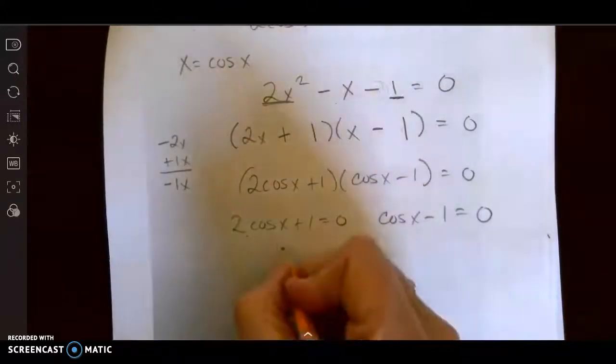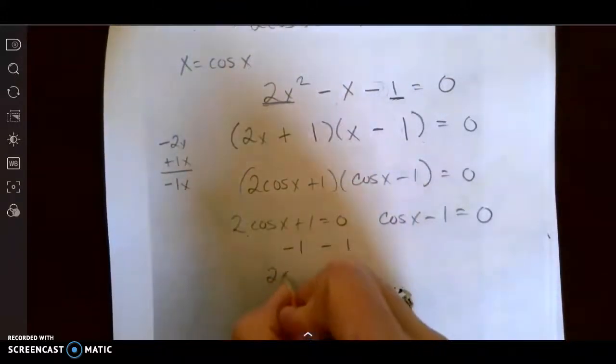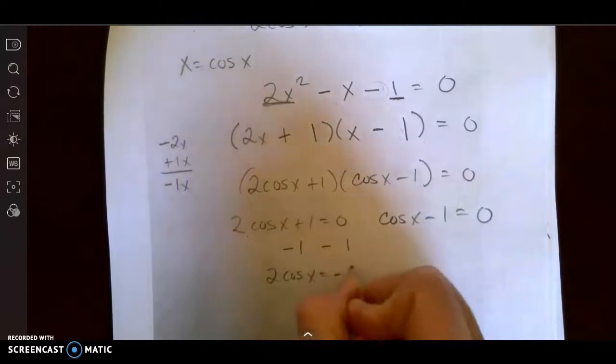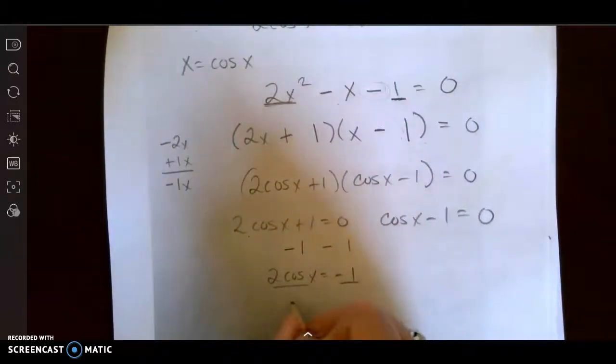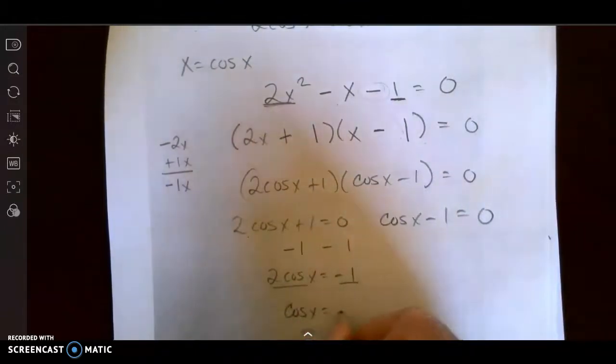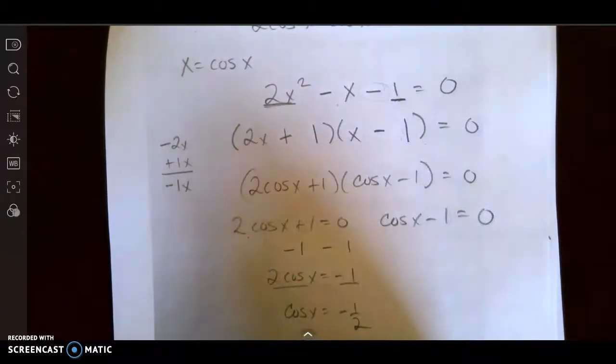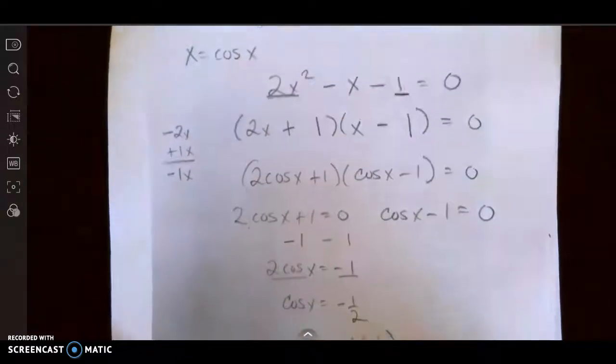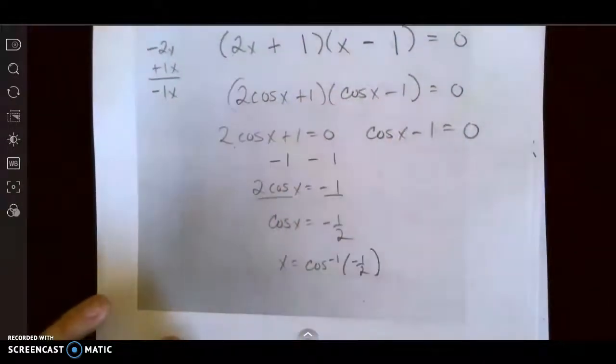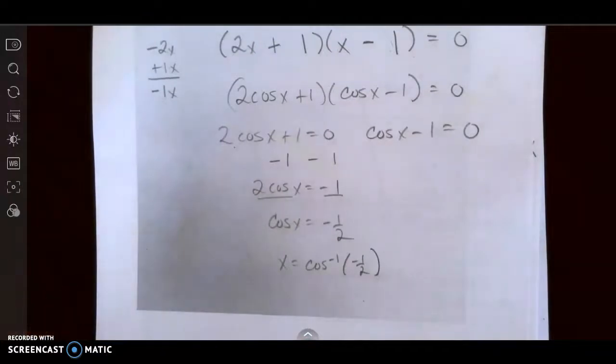Now solve. Subtract 1. Divide by 2. And then x is going to be the inverse cosine of -1/2. And we'll finish in the next video.